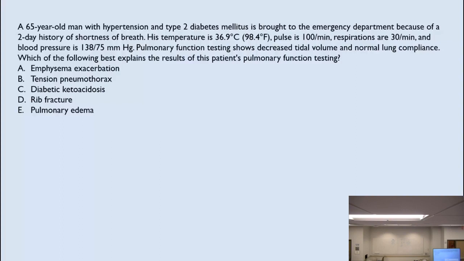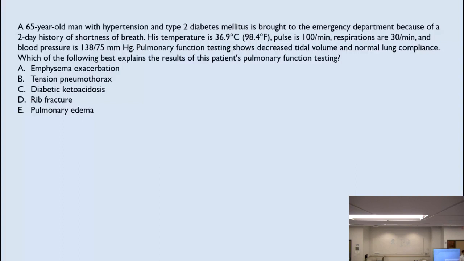Now, pulmonary function tests show decreased tidal volume and normal lung compliance. The tidal volume, remember, is this 500 ml. The lung compliance is how much the lungs expand for a given pressure. Okay, I apply a pressure of 1 unit, the lungs expand 1 unit. If I have to apply a pressure of 2 or 3 units to get the 1 unit expansion, that is a low compliance, that is stiff.